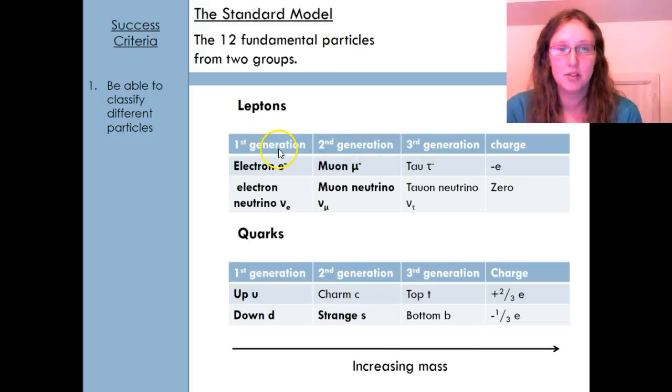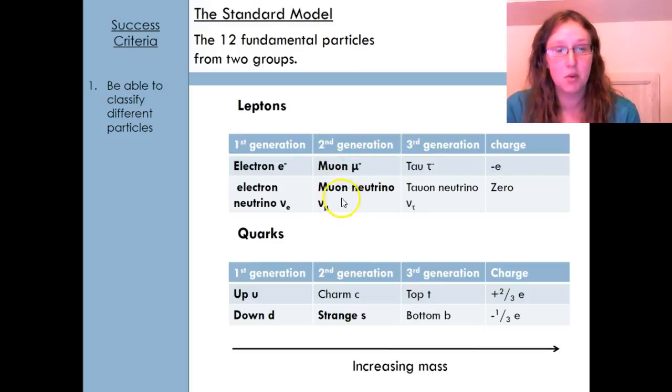So our leptons are electrons, which you're already aware of, and matched up with them are electron neutrinos. Neutrinos are just tiny particles that are whizzing through us, millions of them at a time, and we can't even feel them. They're just very, very small mass, and they have no charge either. Second generation we have the muon, which has got the symbol mu, and a little minus, and the charge of a muon is the same as the charge of an electron. It's just got more mass.